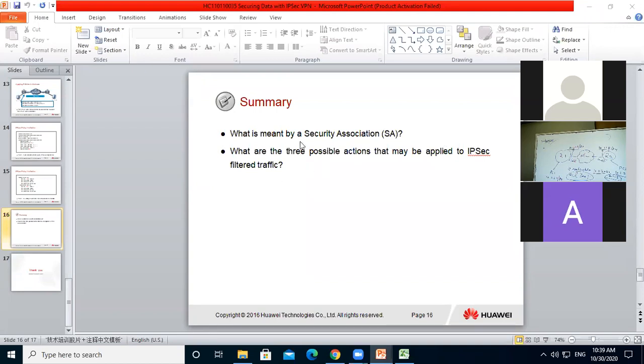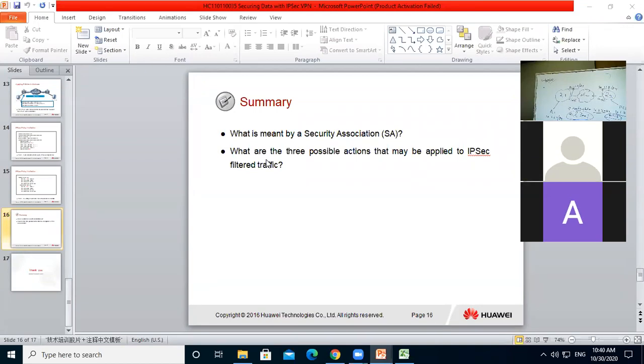The second question's answer: what are the three possible actions that may be applied to IP security filter traffic? All traffic forwarded via the outbound interface on which IP security is established will first be subjected to filtering via the security policy database. This is generally in the form of an ACL that determines whether the traffic should be dropped or discarded, or forwarded normally, bypassing, or forwarded over the secure IP security boundary. Secure boundary means we are protecting the data. So this is all about IP security.